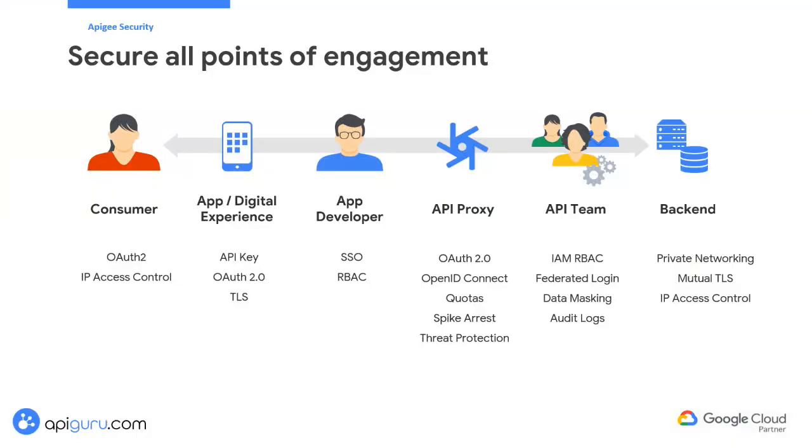Today we will explore how to secure APIs with Apigee. Let's get started. Apigee is a platform for developing and managing APIs. By adding a proxy layer to your services, Apigee provides an abstraction or facade that helps you secure your backend service APIs. Apigee provides end-to-end security to protect all points of engagement.